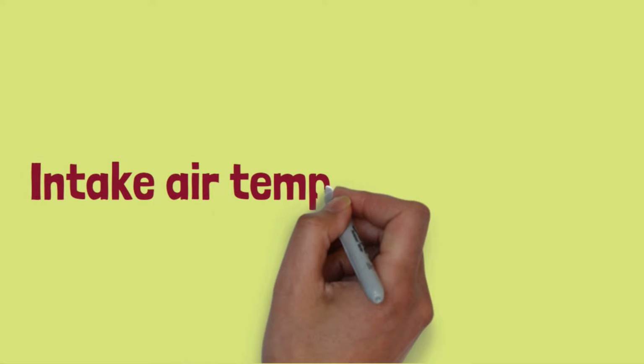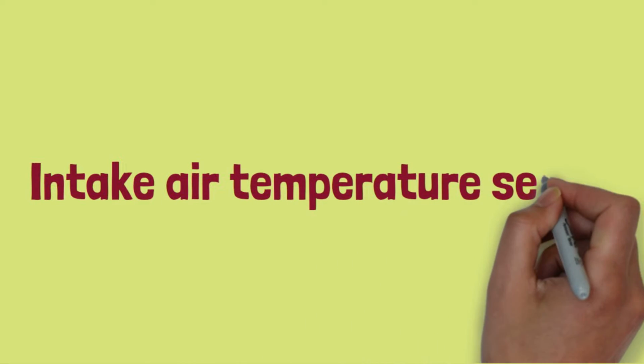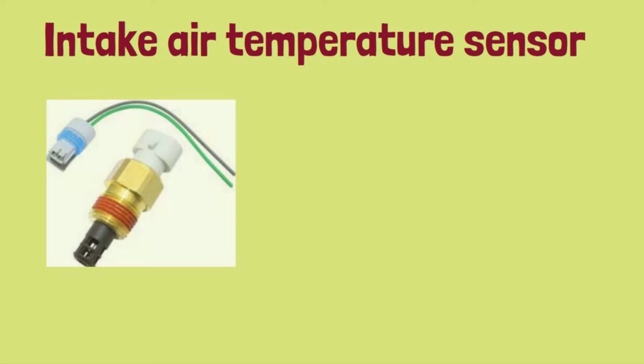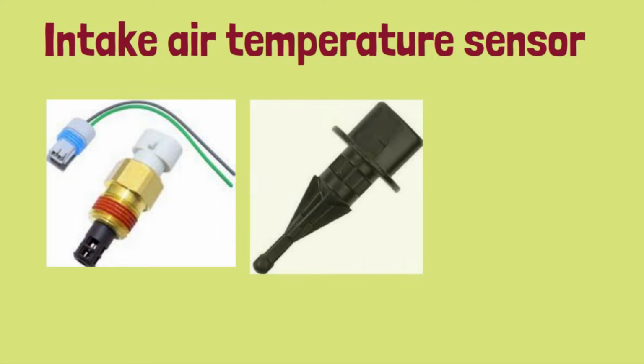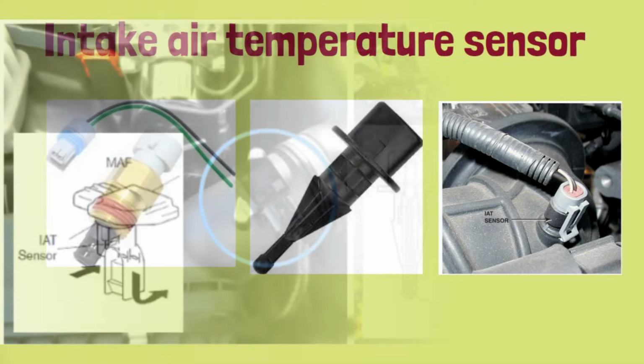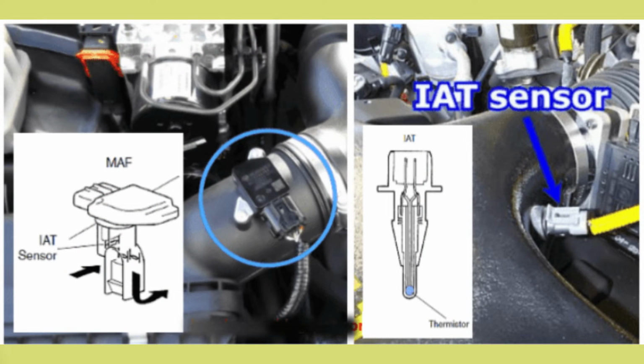Intake air temperature sensor. The purpose and function of the intake air temperature sensor is to provide the engine computer with the temperature of the air entering the engine. The intake air temperature sensor information is used for fuel control, adding or subtracting fuel, and spark timing, depending on the temperature of incoming air.